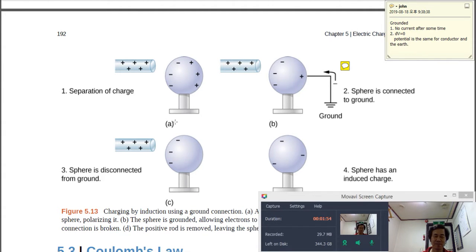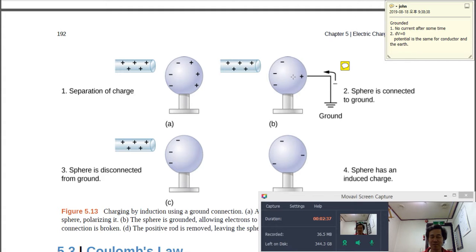So let me look at figure A. We bring a positively charged rod near the neutral conductor. Then, as you can see, electrons in the sphere will be attracted to the positively charged rod. So we have charge separation here. In this part, we have positive ions, and here we have extra electrons attracted to the positively charged rod.